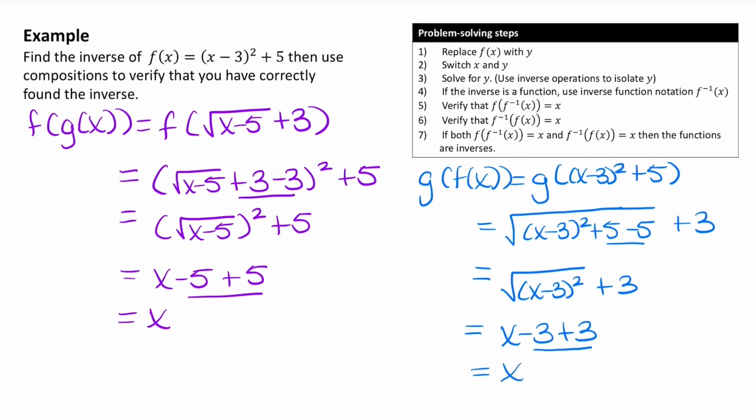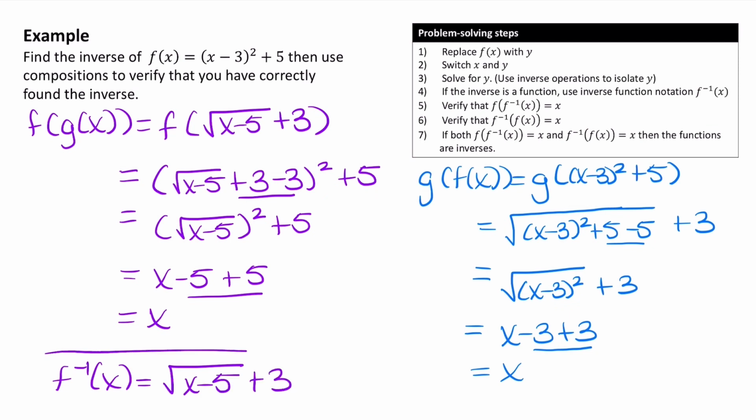So I know that this function is the inverse. So I'm going to go ahead and just write it. So I have the inverse of f of x equals the square root of x minus 5 plus 3. And we have verified that now with compositions.